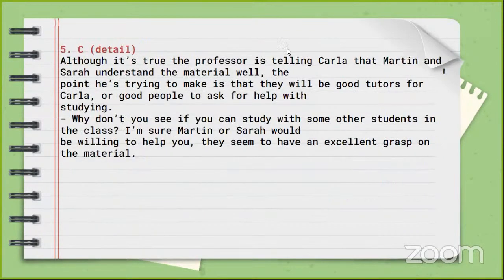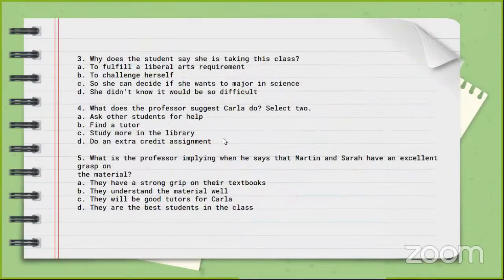So let's see. I'm going to read the passage now. Although it is true the professor is telling Carla that Martin and Sarah understand the material well, the point he's trying to make is that they will be good tutors for Carla, or good people to ask for help with studying. Now, the fragment: "Why don't you see if you can study with some other students in the class? I am sure Martin or Sarah would be willing to help you. They seem to have an excellent grasp of the material." What is he implying? That Sarah or Martin understands the material well, so they can help Carla to study. They can be good tutors for Carla. That is why letter C is the best answer to this question. Guys, do you understand what imply means?